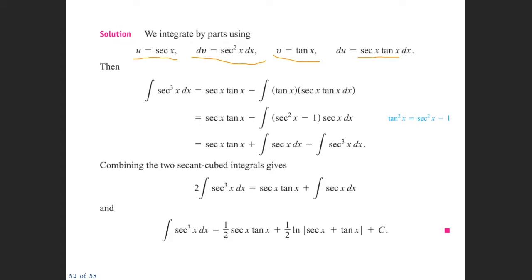So the derivative of sec x is sec x tan x, and that simplifies our calculation. Put all of these into the integration by parts formula. We get sec x tan x minus the integral of sec x tan squared x, which is sec x tan x plus the integral of sec x minus the integral of sec cubed x.